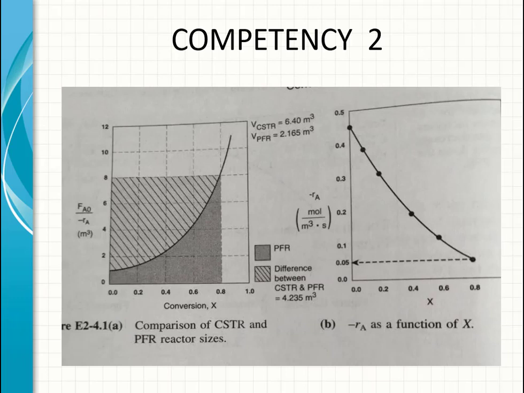We can see that the volume for a PFR is a bit less than 1/3. On the plot to the right, we see that the CSTR is always operating at the lowest rate, which is 0.05, because remember that it's perfectly mixed.